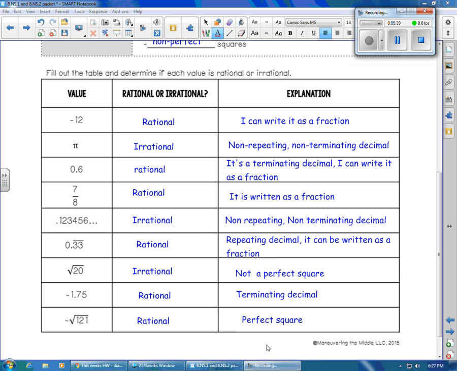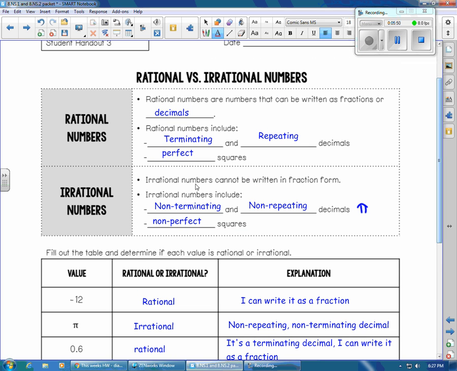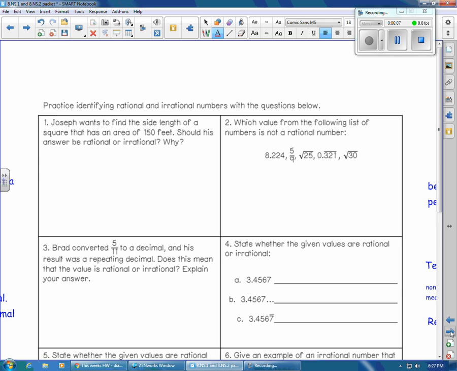Hopefully that wasn't too challenging for you and you've got this and you're figuring out the categories. If this is particularly challenging for you, just focus on what an irrational number is, and then everything else is a rational number. So if it's a non-terminating, non-repeating decimal, or if it's a non-perfect square, you know it's going to be irrational. Everything else is rational. Let's move on to the next page.